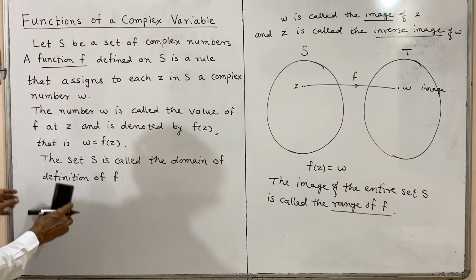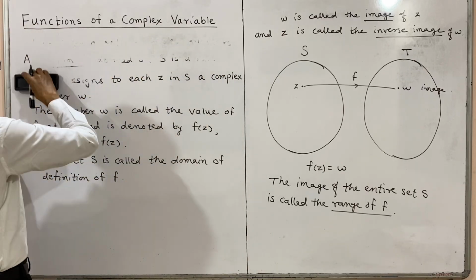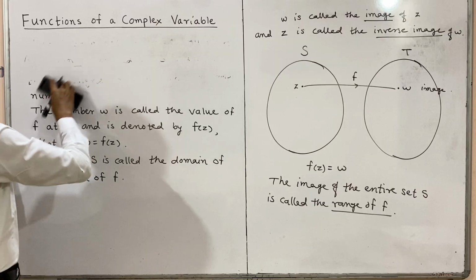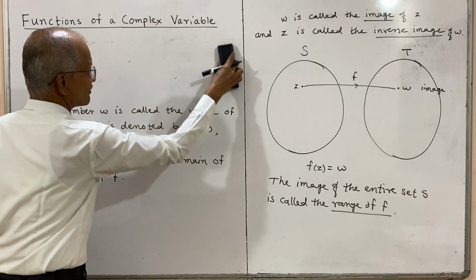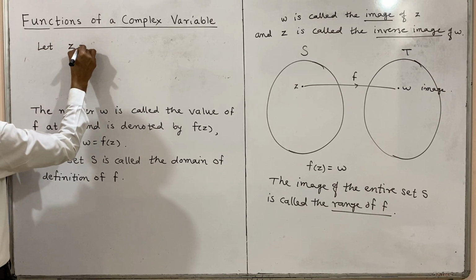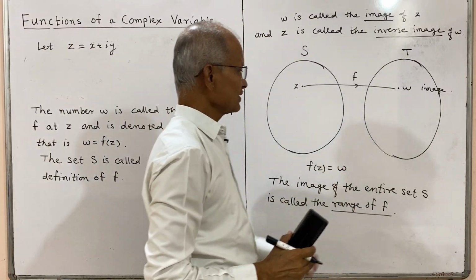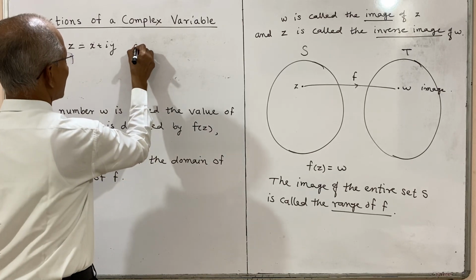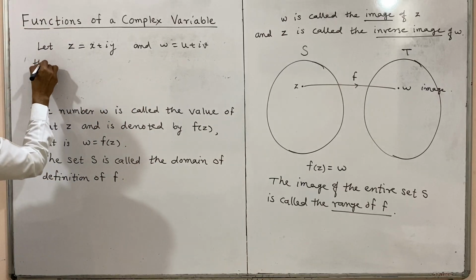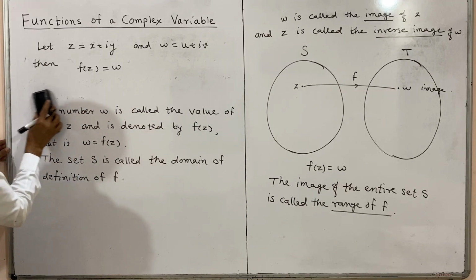Now, for example, z is a complex number, w is also a complex number, and the complex number z we shall denote in the usual way, that is, z is equal to x plus iy, and w is u plus iv. Then f of z is equal to w, that is, w is the image of z.